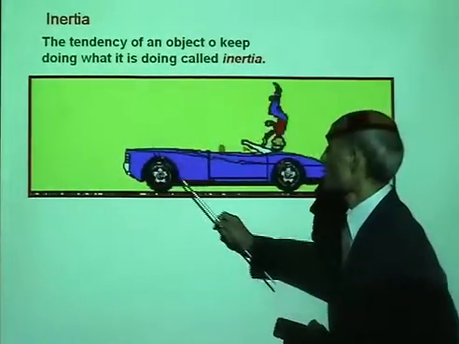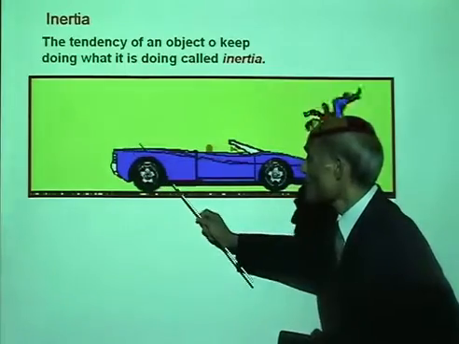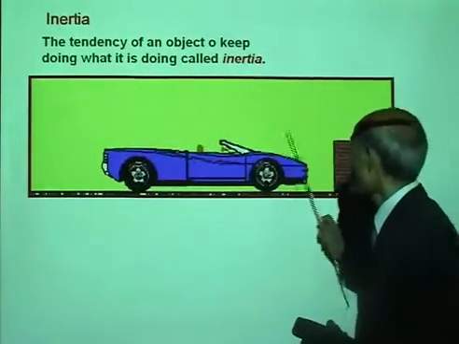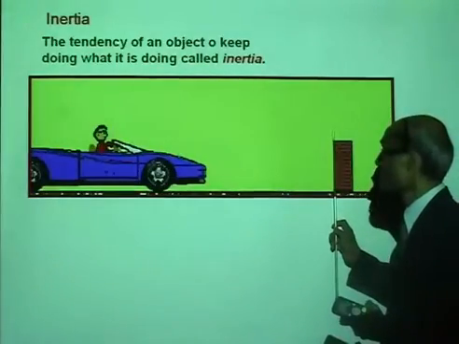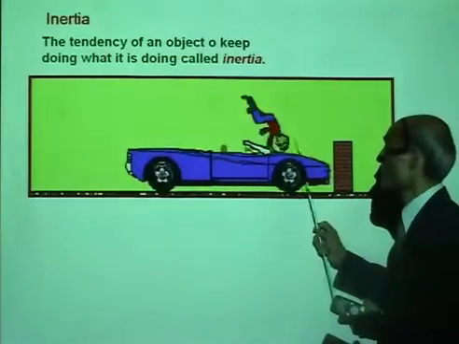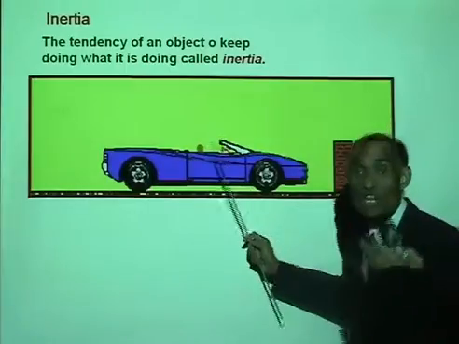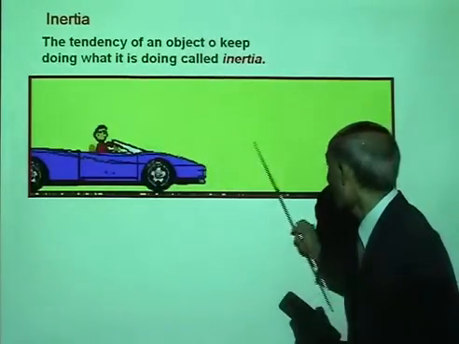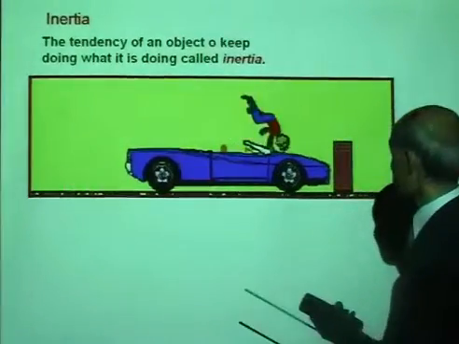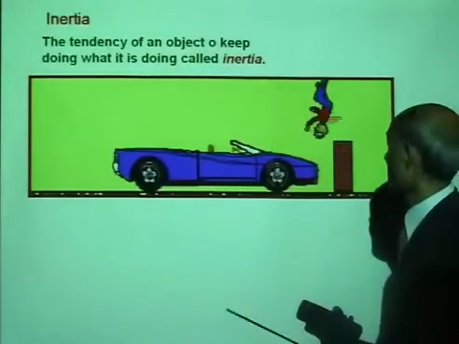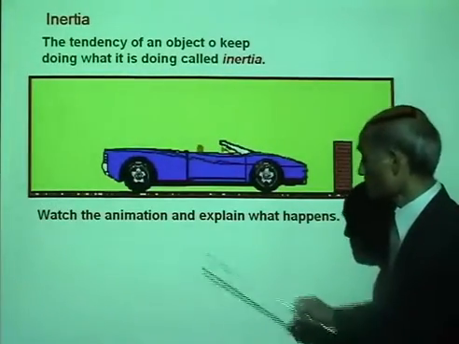So once again, the man and the car are actually moving. And the car is suddenly brought to a stop. But because the man is not wearing a seatbelt, he has inertia. He wants to keep on moving, and he does so. Look at that. All right.